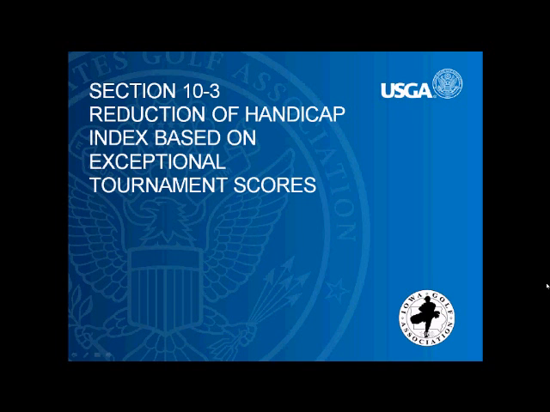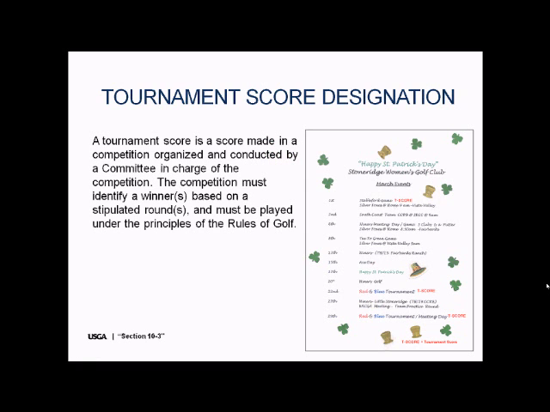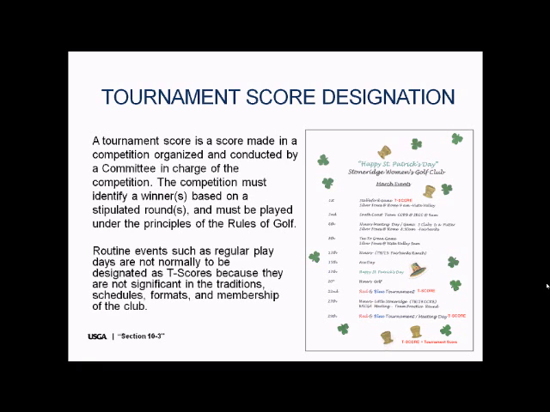10-3 talks about the reduction of a handicap index based on exceptional tournament scores. A tournament score is a score made in a competition organized and conducted by a committee in charge of the competition. The competition must identify a winner based on stipulated round or rounds, and it must be played under the principles of the rules of golf. Routine events, such as regular play days, are not normally designated as T-scores because they're not significant in tradition, schedules, formats, and memberships of the club.